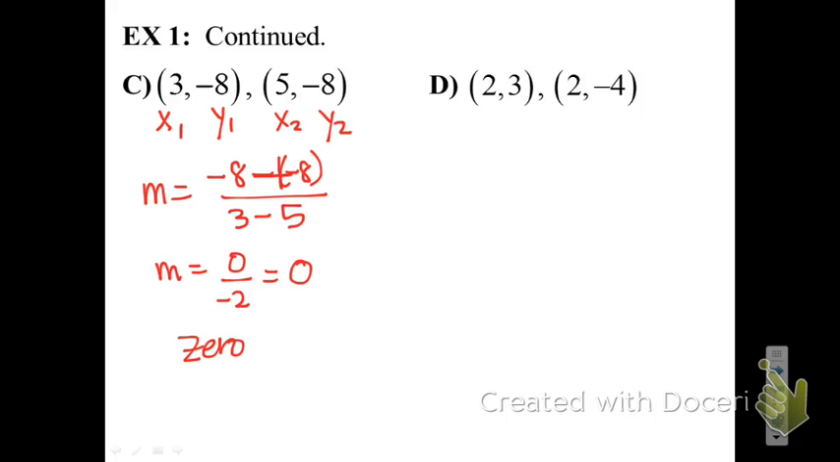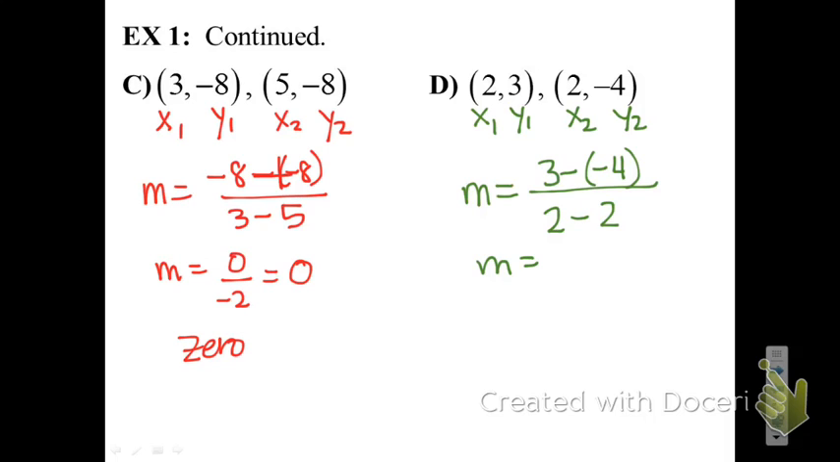Okay, our second one, we're still going to label those: x sub 1, y sub 1, x sub 2, y sub 2. And use that same formula, y sub 1 minus y sub 2 over x sub 1 minus x sub 2. And we get 3 minus a negative 4, that becomes positive. 3 plus 4 is 7, over 2 minus 2 is 0. And we cannot divide by 0, so we say that this is undefined.